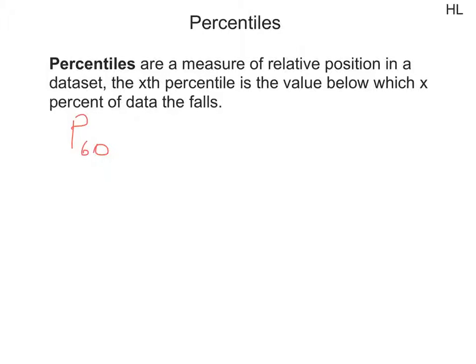There are special terms used for the 25th percentile, the 50th percentile, and the 75th percentile. The 25th percentile we have already covered as the lower quartile. The 50th percentile is also known as the median, and the 75th percentile is known as the upper quartile.